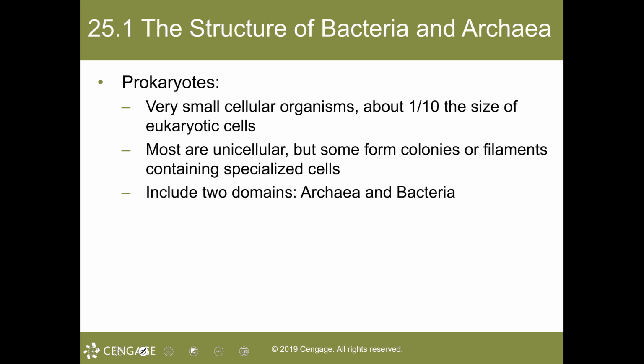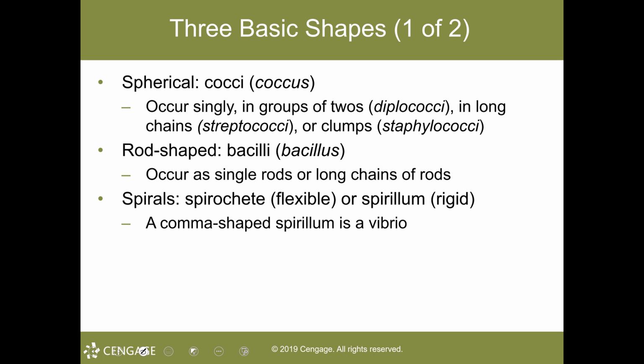All right. So in contrast to viruses, prokaryotes are unicellular organisms, members of domains archaea and bacteria. So they're very small cellular organisms, about a tenth of the size of a eukaryotic cell. Most are unicellular, but some, class, form colonies or filaments containing specialized cells. And of course, I already mentioned, class, domain bacteria and domain archaea.